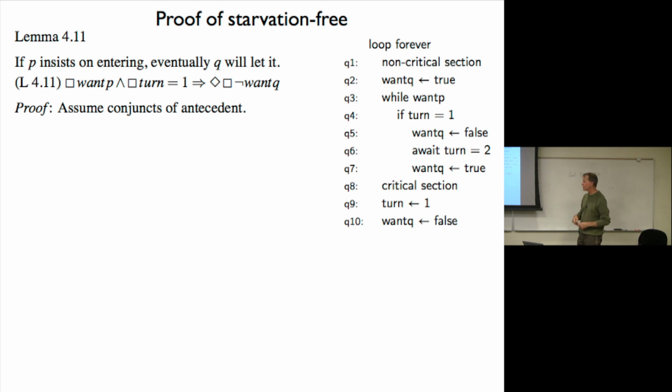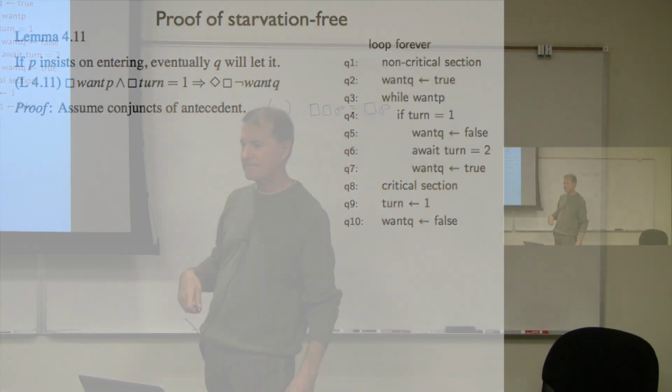We're going to assume the conjuncts of the antecedent. Remember how that works? This is deduction. How do you assume the conjuncts of the antecedent? Which one do you start with? The right side. Yeah, you start with the right side. You start with the consequent, and you prove that it's true, and you use each one of these as if they are true. As if they are theorems.